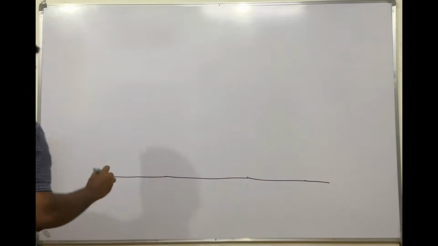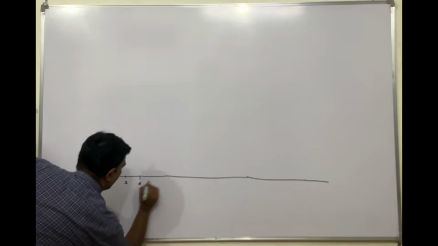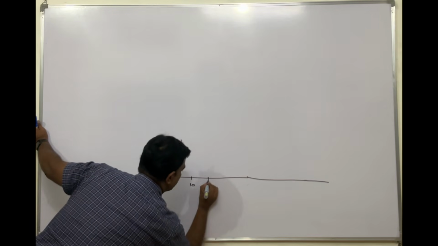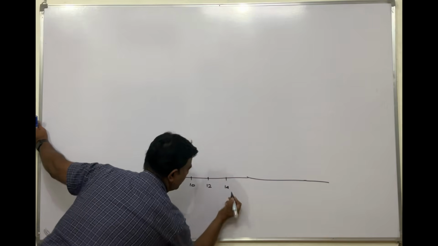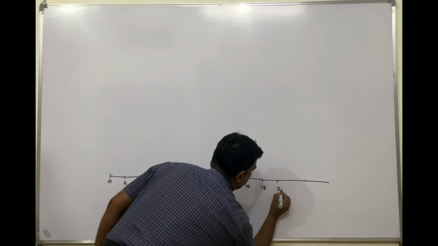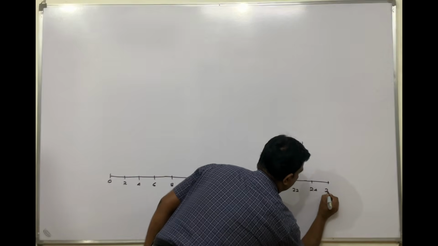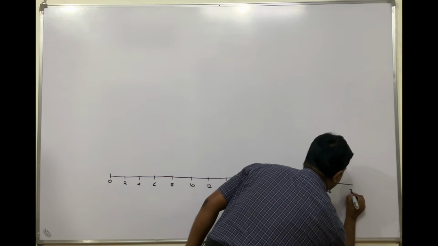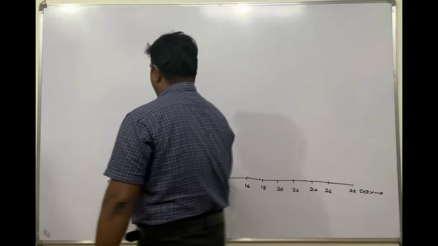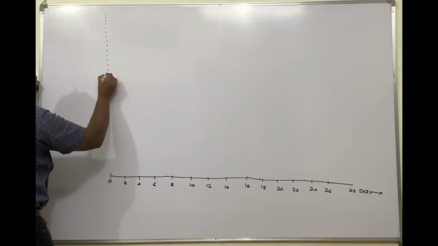Just have a look. This will start from 0, 2, 4, 6, 8, 10, 12, 14, 16, 18, 20, 22, 24, 26, and the last, the 28th day. So this is the day axis. Now understand this line.